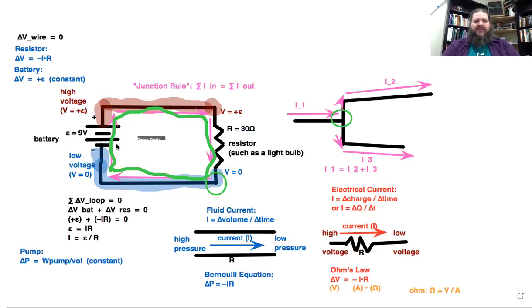In this simple loop of a single battery and a single resistor, current is always going to be voltage over resistance. And in this case, if we fill in those values, epsilon is 9 volts, R is 30 ohms, 9 over 30 reduces to 3 over 10 or 0.3, and volts over ohms ends up being amps. So 0.3 amps would be the current. This entire loop has 0.3 amps of current at every location. That describes how fast charge is moving in terms of coulombs per second.